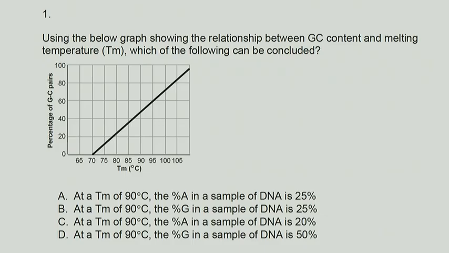So then we can walk through these. The first one: yes, the percentage of A is 25%. The percentage of G is also 25%. Looking at C and D, at a Tm of 90, the percent A is 20%, that's too low, and the percent G is 50%, that's too high. So you know that C and D are not correct. You would circle A and B for this question.